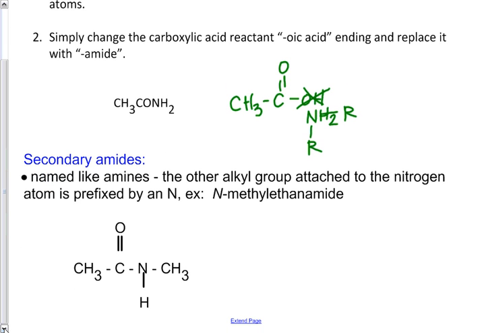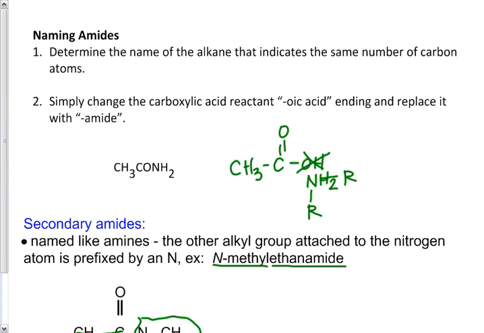Now, this is very similar to your amines. When you have a secondary amide, the other alkyl group that's attached is going to be prefixed by an N. So in this example, this is your part that was the N group. This is the parent chain. So we're going to say ethanamide, but then the attachment is a methyl on the N. So N-methyl ethanamide. And that should take care of naming some of the amide and amine groups.